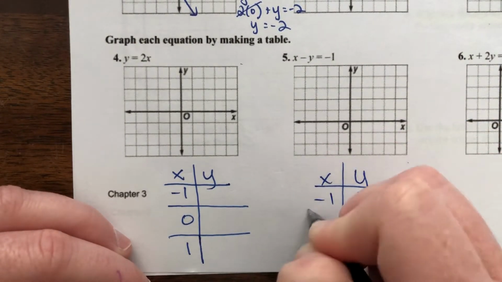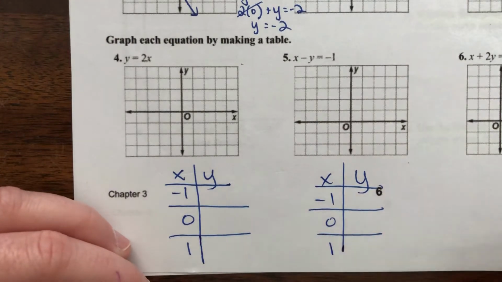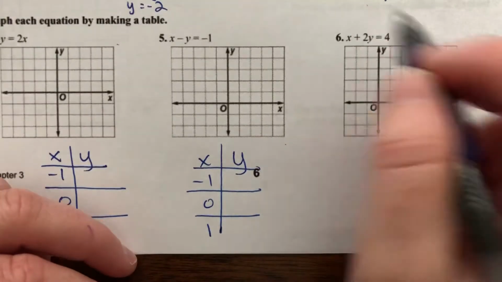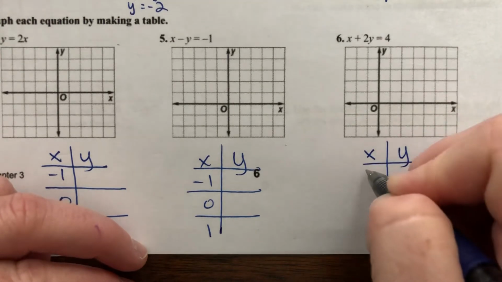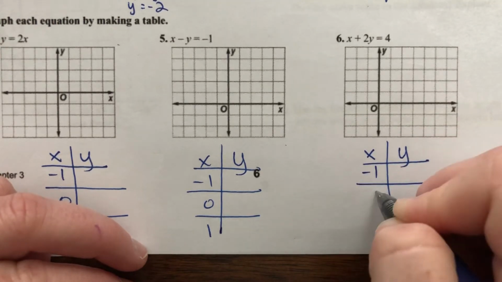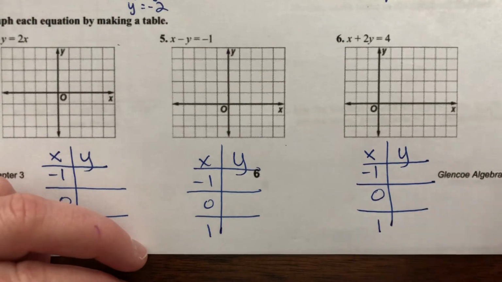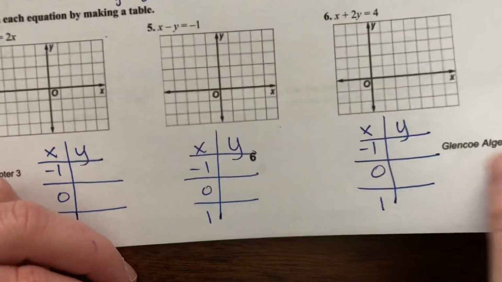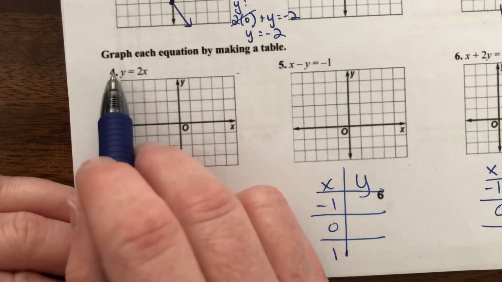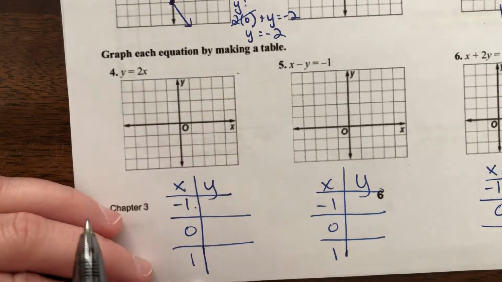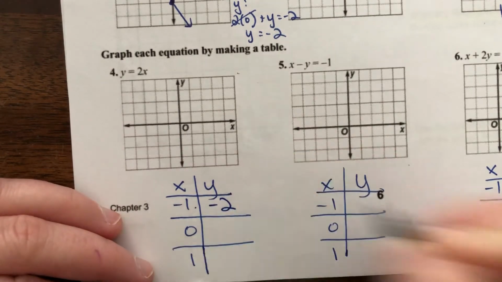Now sometimes it tells you what to plug in, but if it doesn't, you just need to pick a few numbers depending on where your graph is, what it looks like. If your graph is not located around the origin, if it was way off in bigger numbers, then you might have to pick bigger numbers for x, but here we're at the origin. So these work. Okay, so if I plug in -1 in for x, what am I going to get for y? 2 times -1 is -2.